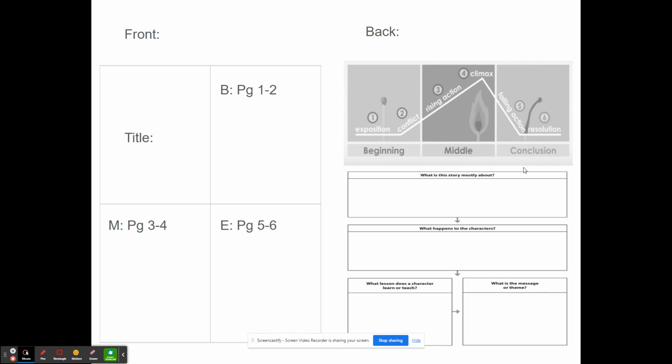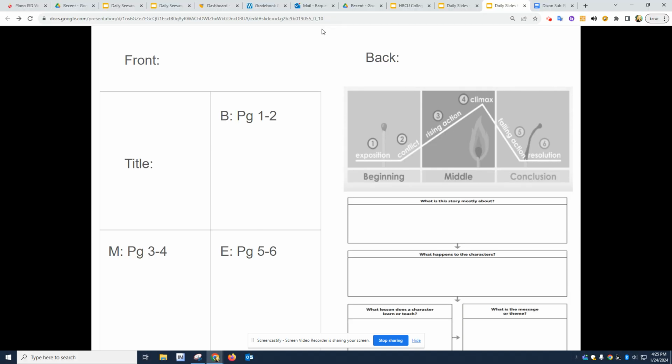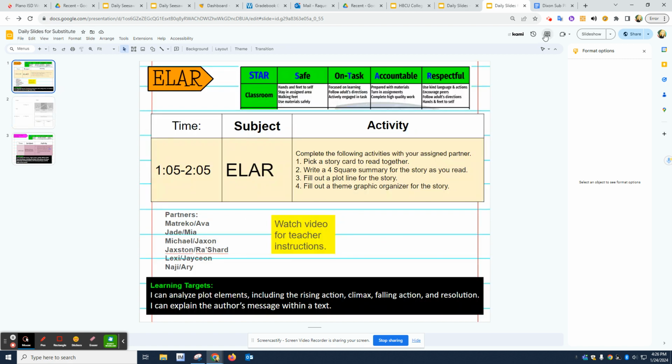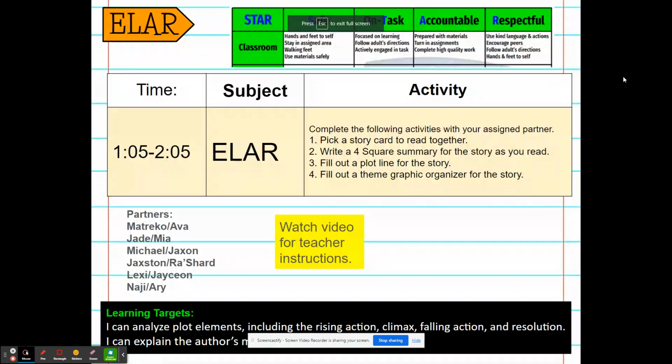So all of this is due. You have an hour to work on it. And once you're done, you can, actually, let me go back a slide. When you're done, I said you can read a book. I'll add that. You can read a book on the Epic folder about traditional tales.